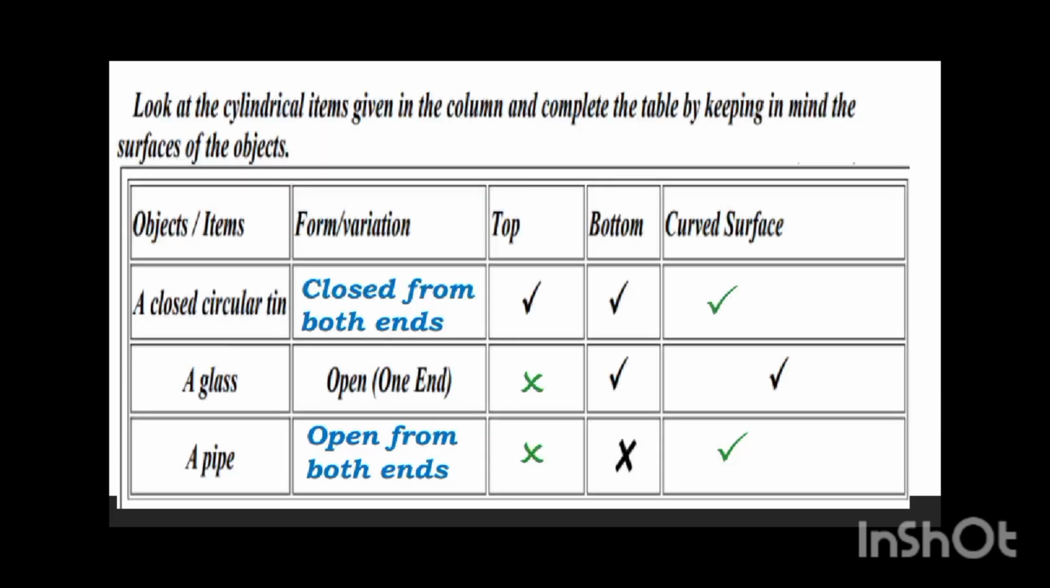Okay, so you have to look at the following items in the given column and table by keeping in mind the surface of the object. So a closed circular tin: its form of variation is closed from both ends, top is present, bottom is present, and curved surface area is also present. A glass: it's open at one end, so its top is not present, bottom is present, and curved surface area is present. A pipe: it is open from both ends, so it does not have a top or bottom, it has curved surface area.